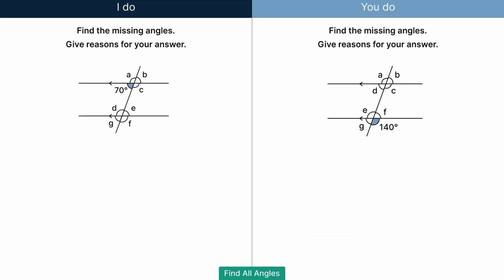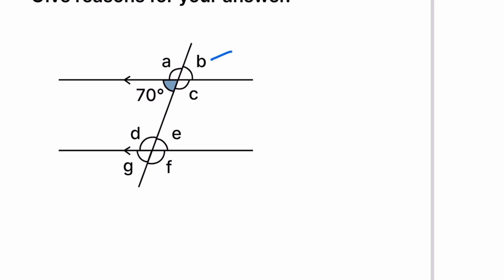Now this may seem a little bit scary at first, but it's not that scary. I will give the reasons verbally rather than writing them down. So in this case, I would say B is, if I zoom in a bit, in fact, I would say B is 70. And my reason for that is because it's vertically opposite to this. Because they're vertically opposite, I'm going to say B is 70. Now to find C, we can just use angles on a straight line. Angles on a straight line add up to 180. So if I know this is 70, this is going to be 110.